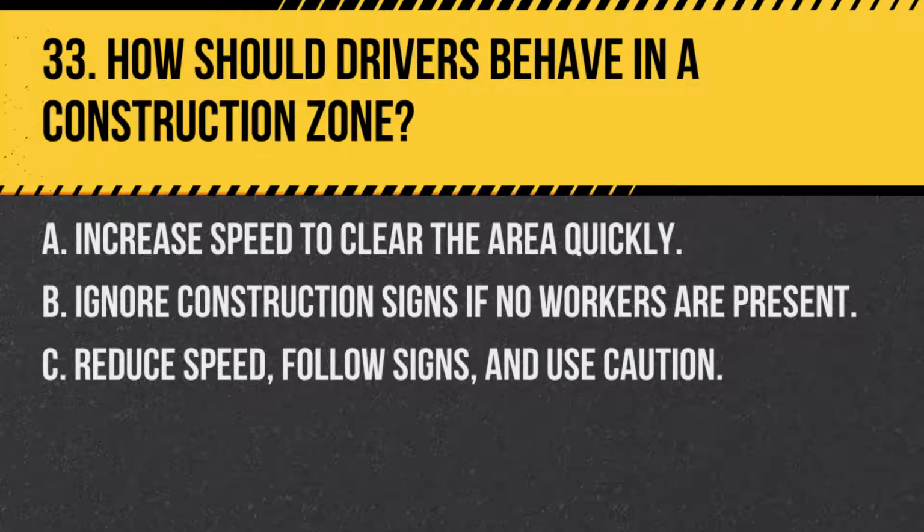B. Ignore construction signs if no workers are present. C. Reduce speed, follow signs, and use caution. Answer: C. Reduce speed, follow signs, and use caution. This ensures the safety of workers and drivers alike.